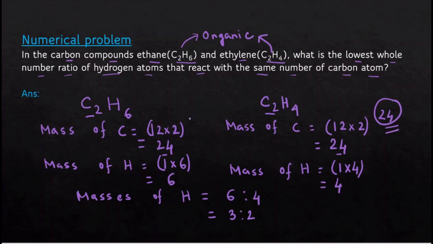Let's look at the question. The question is asking what is the lowest whole number ratio of hydrogen atoms that react with the same number of carbon atoms. So this is the small whole number ratio, this one, of hydrogen atoms, of course, that react with the same number of carbon atoms. Definitely, because for the first compound the number of carbon atoms is 2, and for the second compound also the number of carbon atoms is 2.